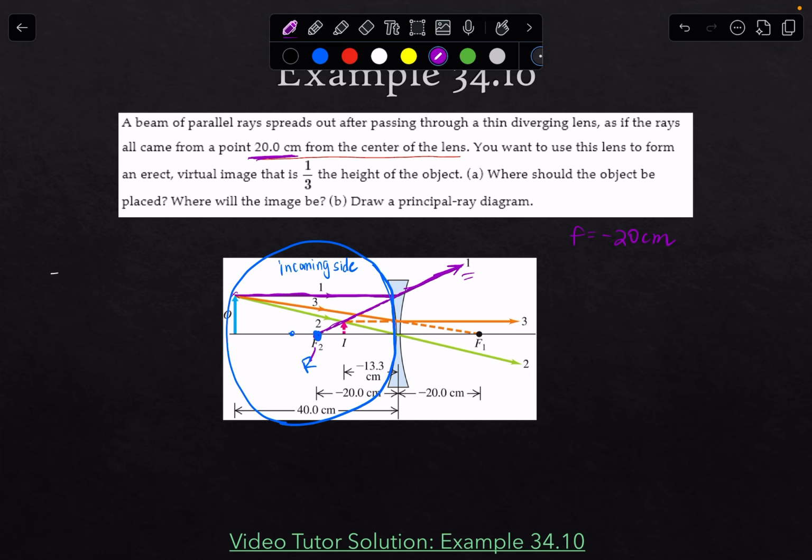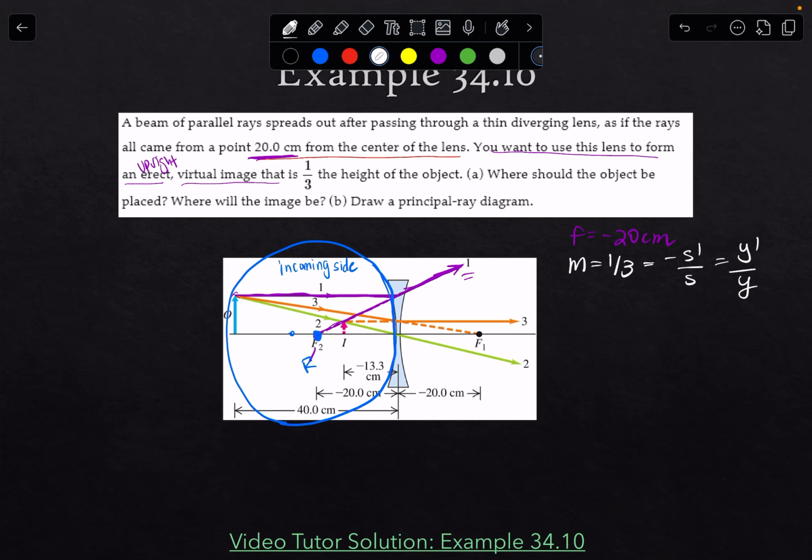All right. And so now let's continue reading the problem. You want to use this lens to form an erect virtual image. So erect is another way to say upright. And that is 1/3 the height of the object. So we're basically given a magnification of 1/3. And remember, the magnification is equal to negative S prime over S, or Y prime over Y. Where should we place the object? Where will the image be?